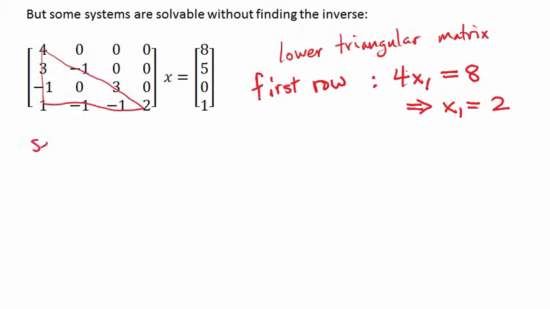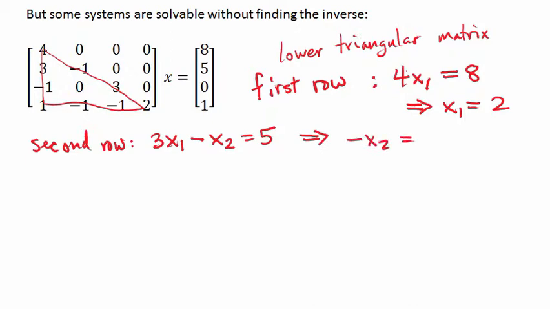Now in the second row, we get 3x1 minus 1x2 plus 0 equals 5. But now that we know x1, we can substitute it in. So x1 we said was equal to 2. And so this is equal to negative 1 on the right-hand side. And so from negative x2 equals negative 1, we have that x2 is equal to 1. Okay, third row.